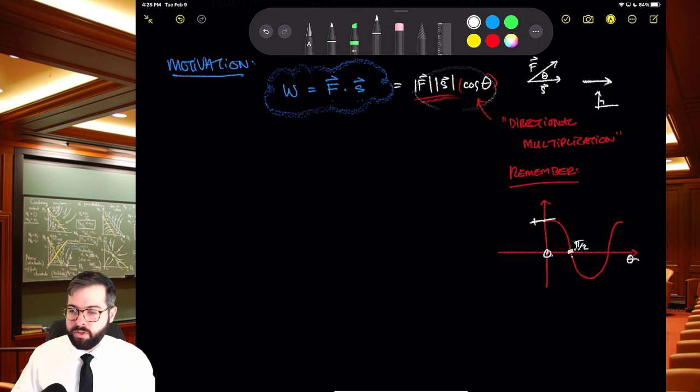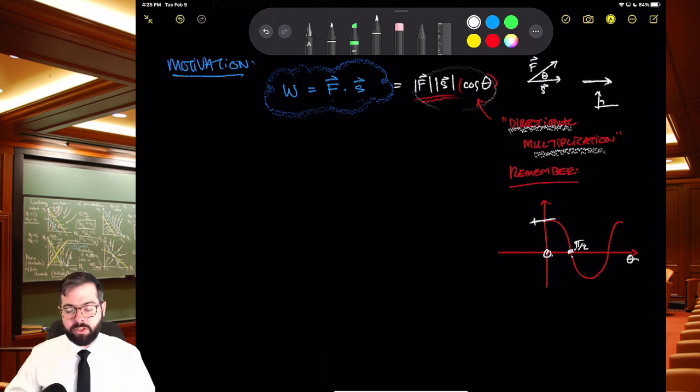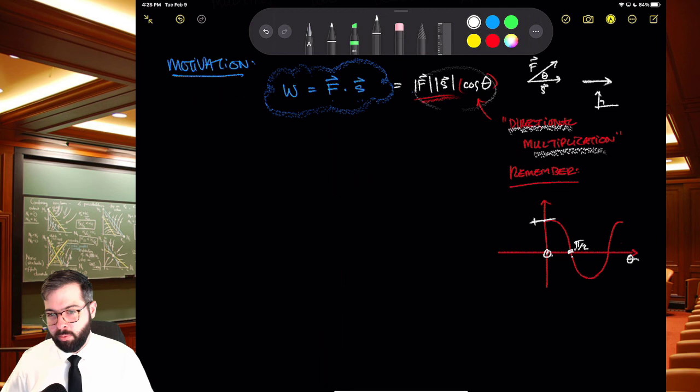So that's a motivation for this dot product, and we call it, in air quotes, directional multiplication. I'm one of 3 people, by the way, that I've heard say that, so don't take that on the road and expect people will know what you're talking about, but I find it makes intuitive sense.